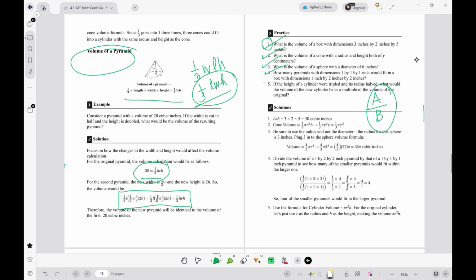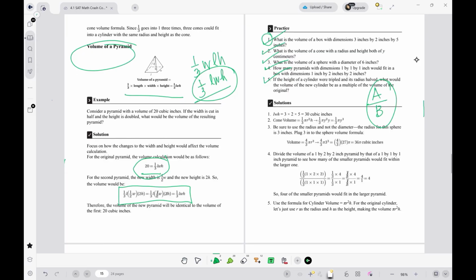Problem number 5: if the height of a cylinder were tripled and its radius halved, what would the volume of the new cylinder be as a multiple of the volume of the original? You also need to set up two equations. Consider the cylinder volume V1 and the volume V2, and then compare. Write the equation for V1 and the equation for V2, and then divide V2 by V1. That is how you solve the problem.